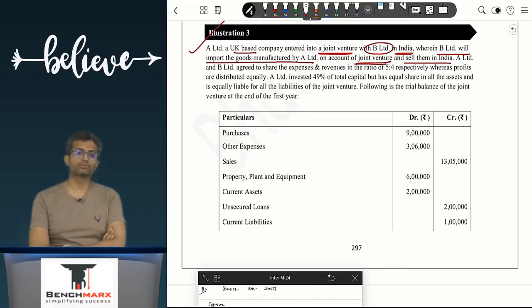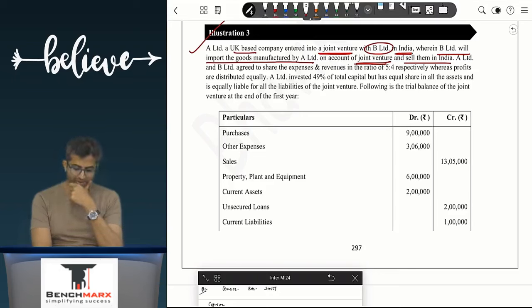A lot of dealerships, distributors of cars, etc. do that. So if you're Ferrari, Lamborghini, Harley Davidson, they don't manufacture stuff in India, but they will have a selling agent in India with whom they will enter a JV, whereby the selling agent will buy these goods and then try to sell them in India.